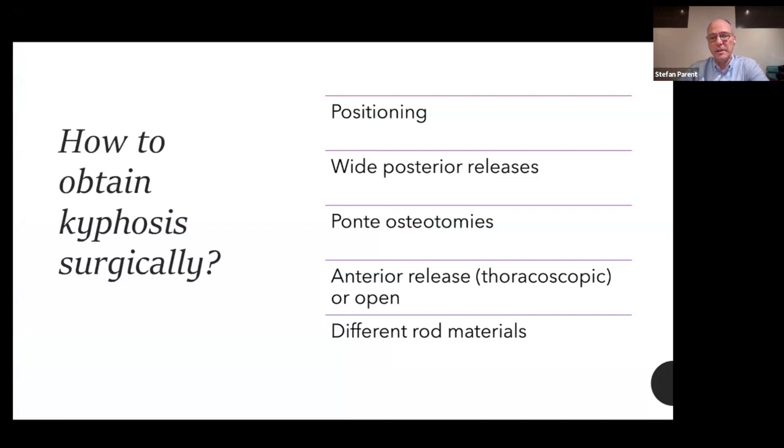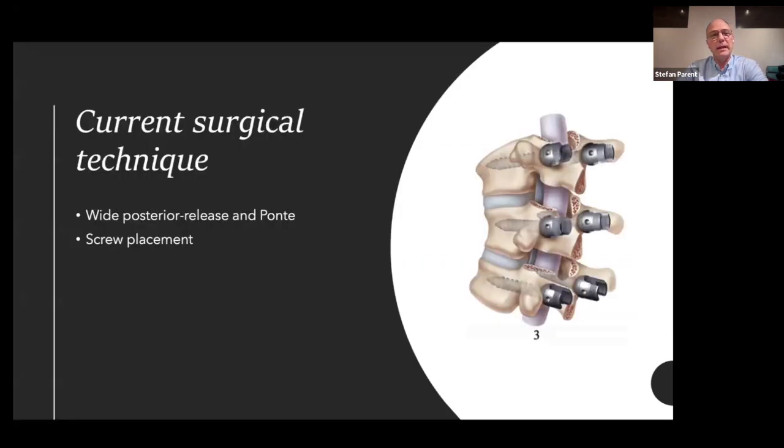And then anterior release, through a thoracoscopic approach or an open approach, will give you the best results because you shorten the front of the spine and extend the posterior part of the spine when you're doing this kyphosis generation. And in the end, different rod materials can also help you get to your goals. This is my current surgical technique.